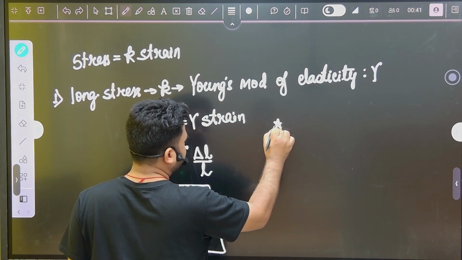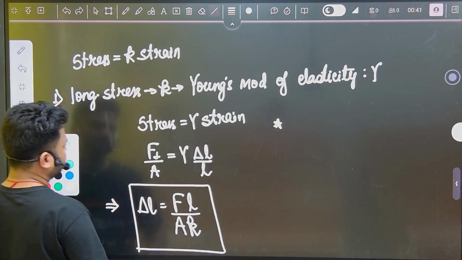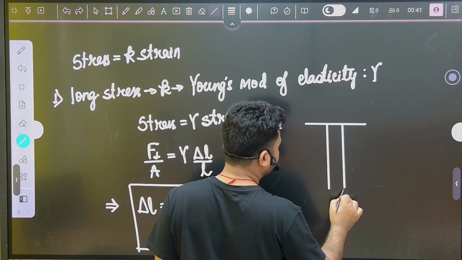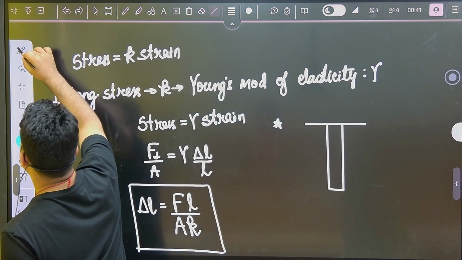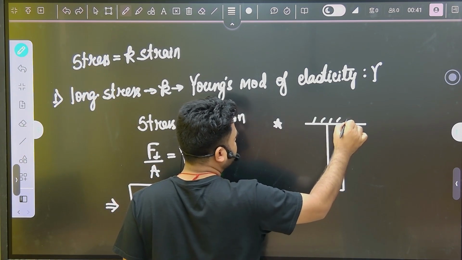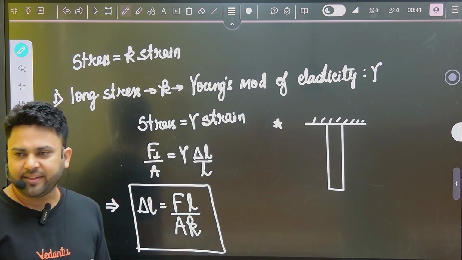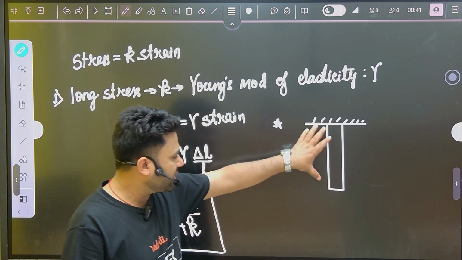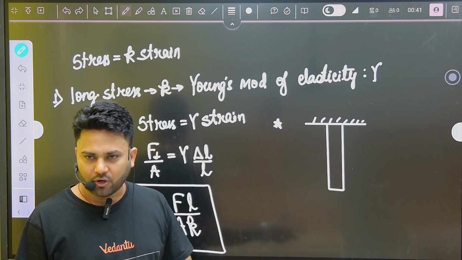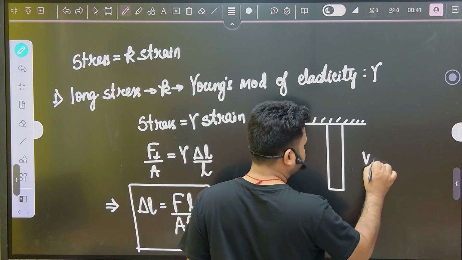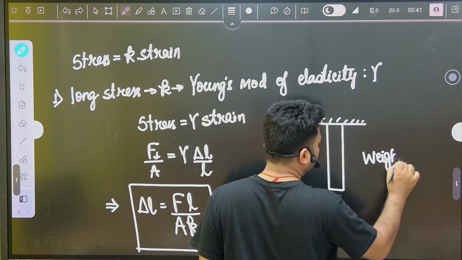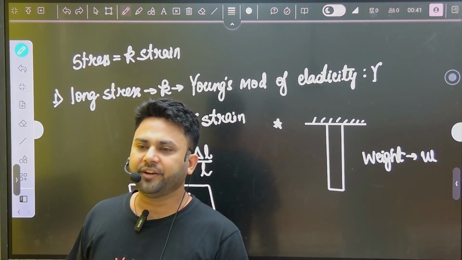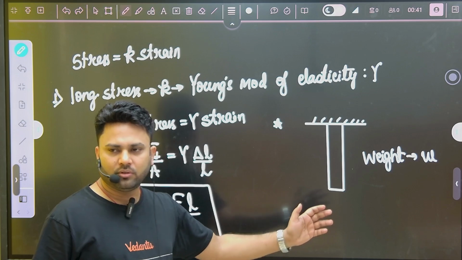Now remember one case, I am not going to derive. Suppose there is an object, and we are not applying any force, but it has some weight. This object will have some weight which will act downward. So the weight of the object is W, suppose. So they will ask, due to its self weight, how much is it going to elongate.